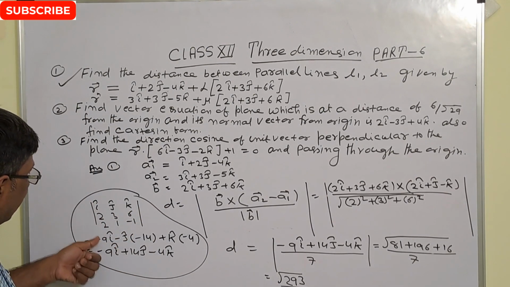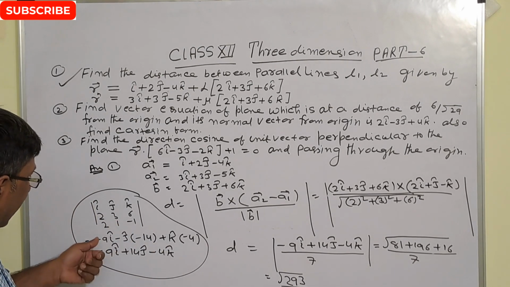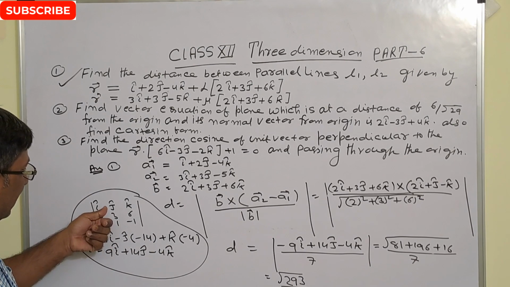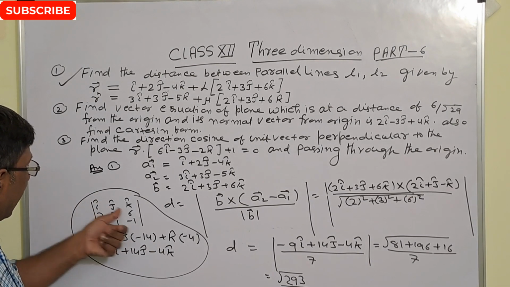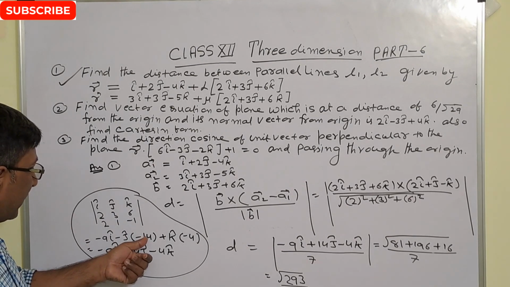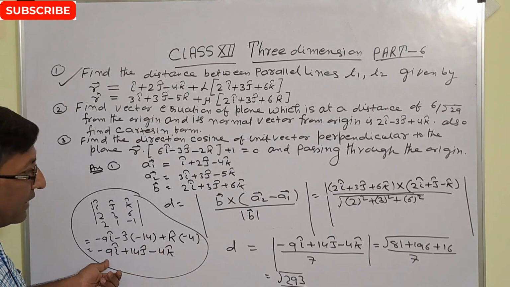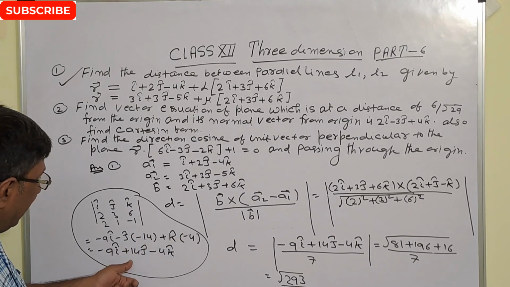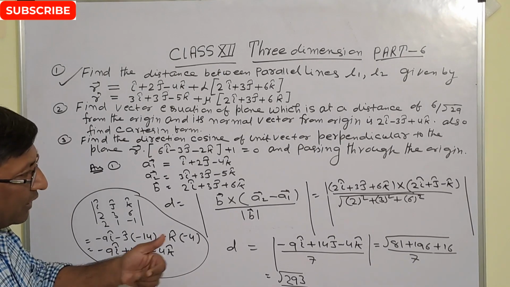So i: first row first column, minus 3 minus 6, minus 9. Here j, this is the first row second column, negative, and then this cancels, this cancels. So minus 2 minus 12, that is minus 14. So plus 14j minus 4k. So minus 9 squared is 81, 14 squared is 196, 4 squared is 16.